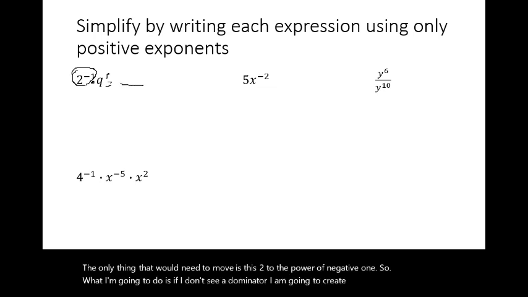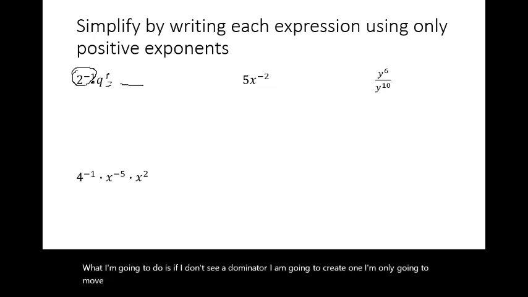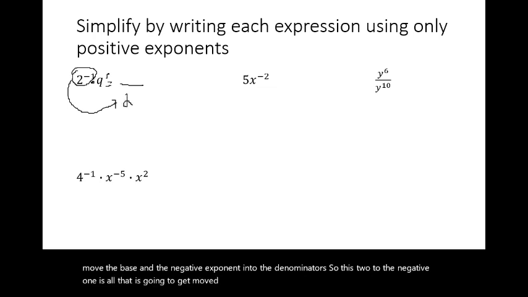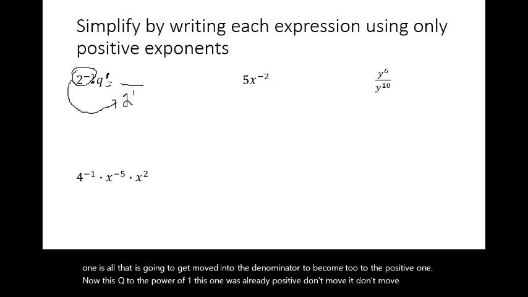I am only going to move the base and the negative exponent into the denominator. So this 2 to the negative 1 is all that is going to get moved into the denominator to become 2 to the positive 1. Now, this q to the power of 1, this 1 was already positive. Don't move it. Don't move anything that already has a positive exponent.